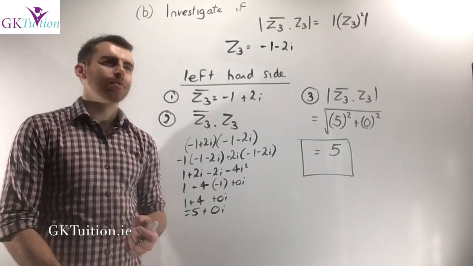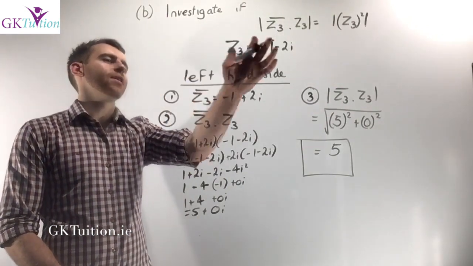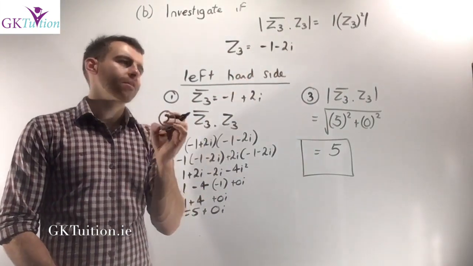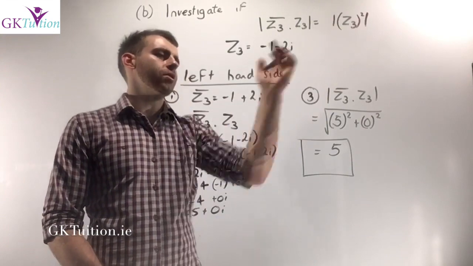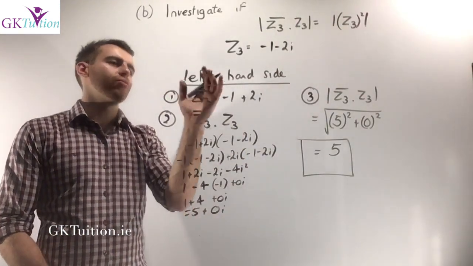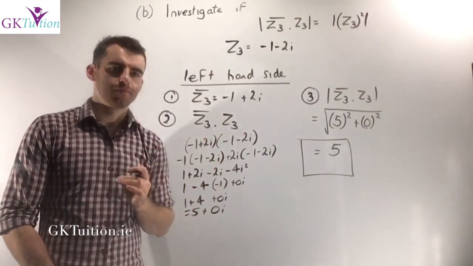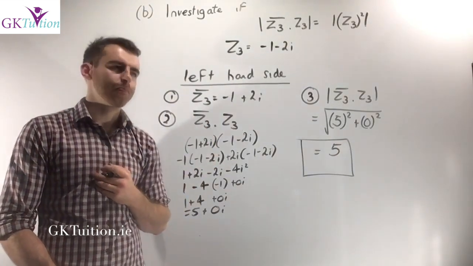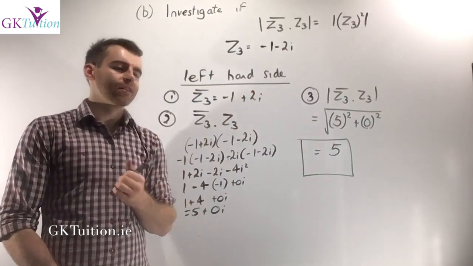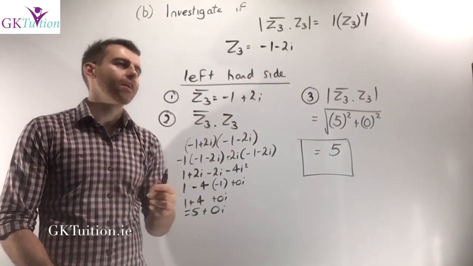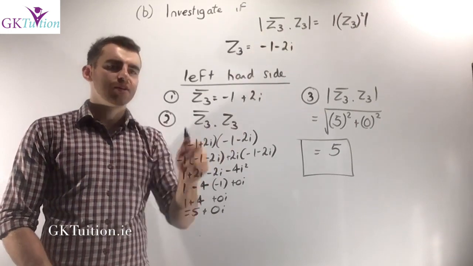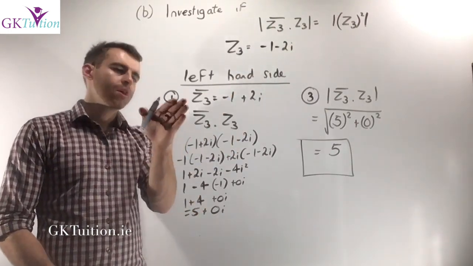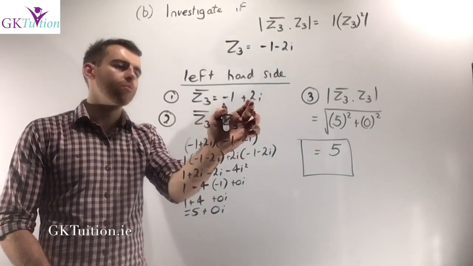Part B here was a little bit more involved. It said to investigate if Z3 by the conjugate of Z3 and then get the modulus of that is equal to the modulus of Z3 squared. And we were told that Z3 is minus 1 minus 2i. What I'm doing here first is only dealing with the left hand side. In order to work out the left hand side, the first thing you should identify is that you need to work out the conjugate of Z3. The horizontal line above Z3 indicates conjugate. So the conjugate of Z3 is minus 1 plus 2i.